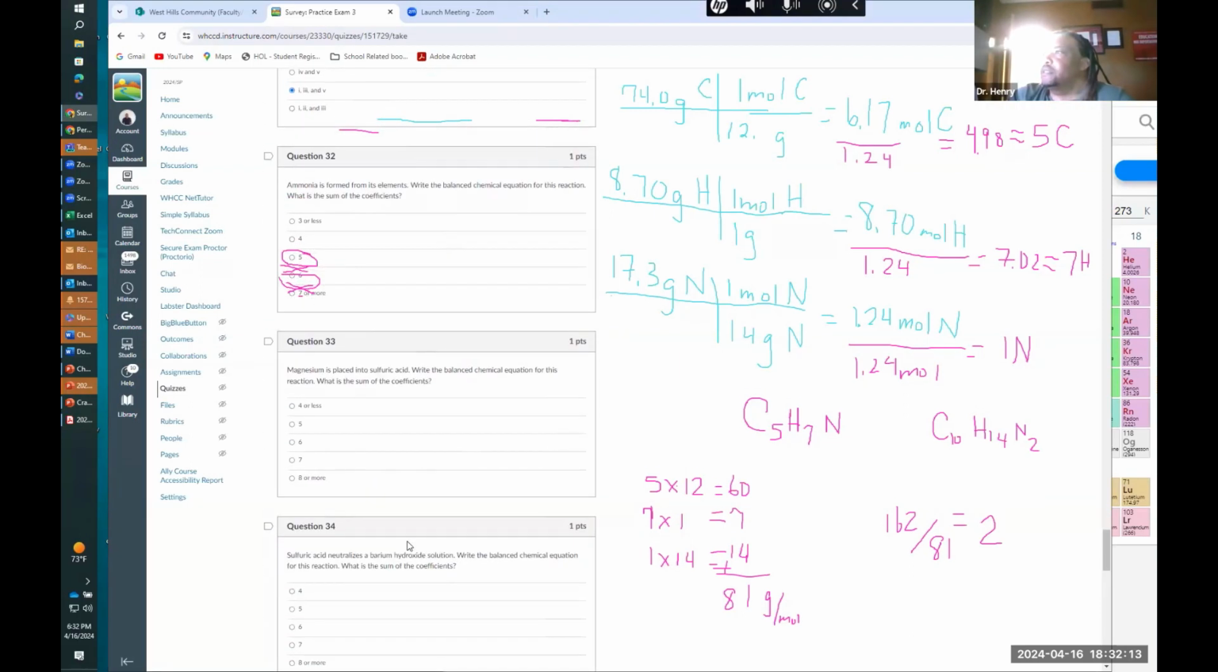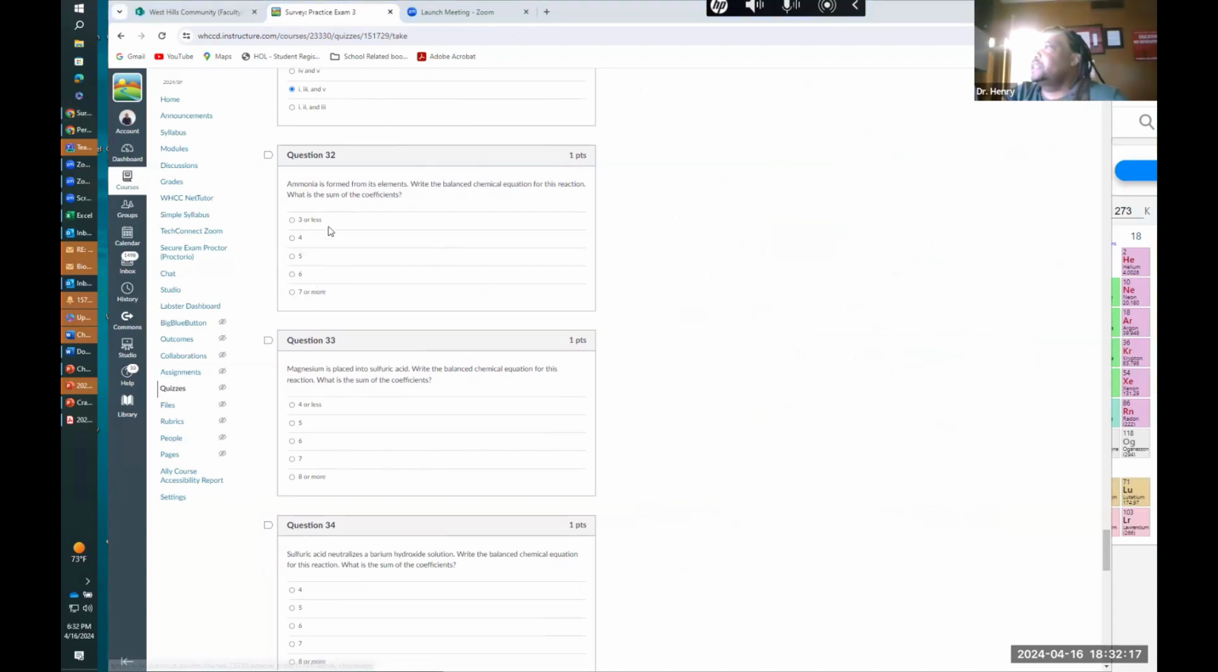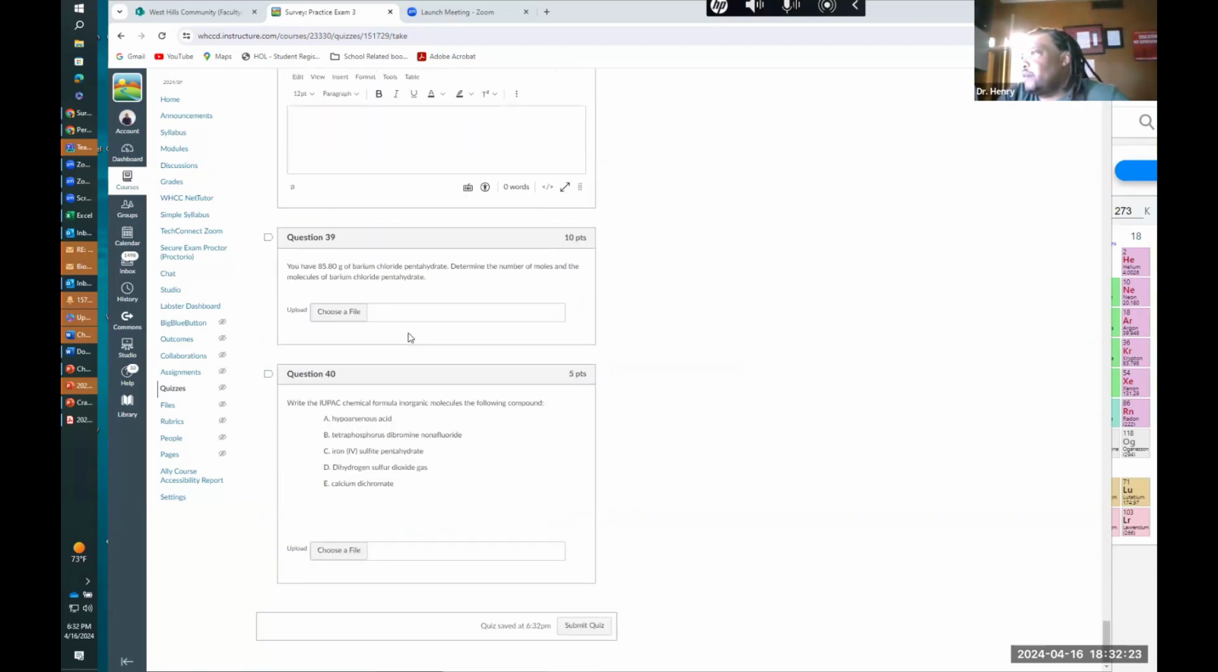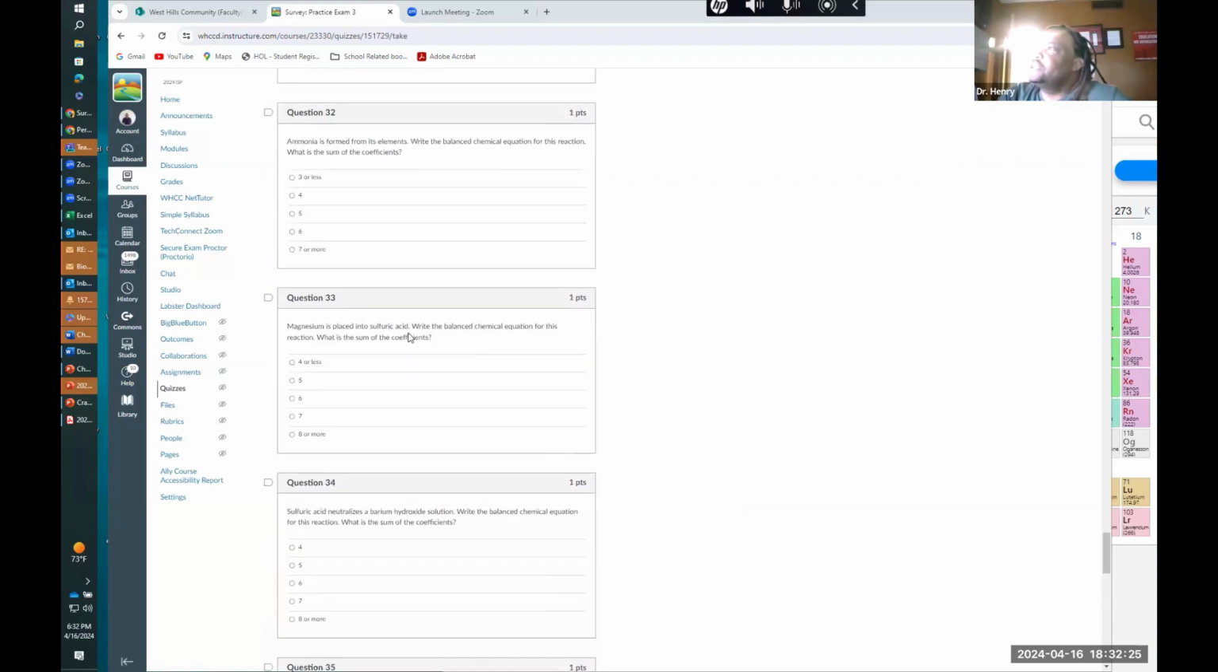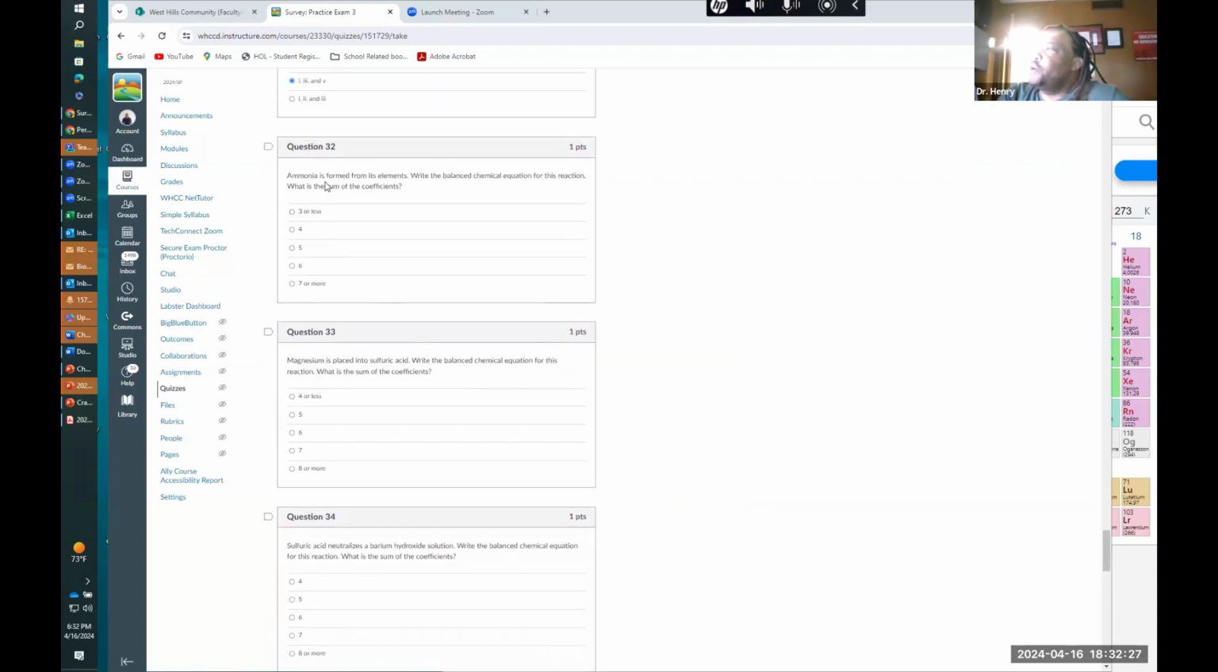Okay. Let's go to the next one. We have 40, so we've got about 8 more left. It says ammonia is formed from its elements. Write the balanced chemical equation for this reaction. What is the sum of the coefficients?